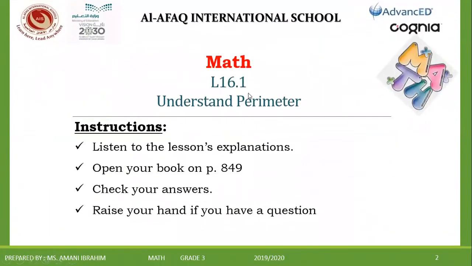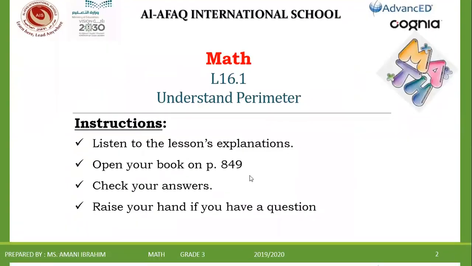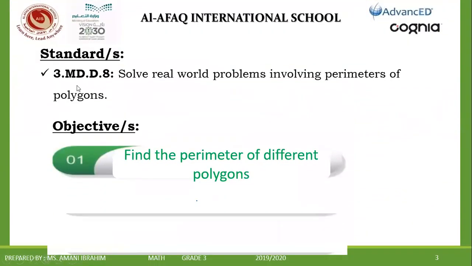We are going to take the first lesson in topic 16, Understand Perimeter. Instructions: listen to the lesson's explanations, open your book on page 849, check your answers, raise your hand if you have a question. Our standard is 3.MD.D.8: solve real-world problems involving perimeters of polygons. Objective: find the perimeter of different polygons.